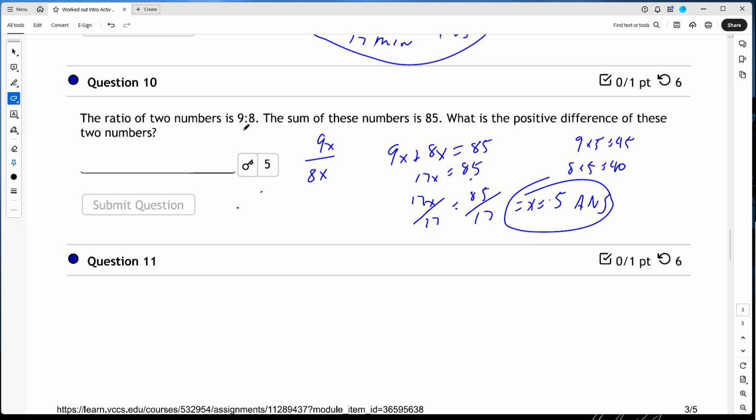The ratio of two numbers is 9 to 8. The sum of these numbers is 85. What is the positive difference of these two numbers? So the ratio of the two numbers is 9x to 8x.